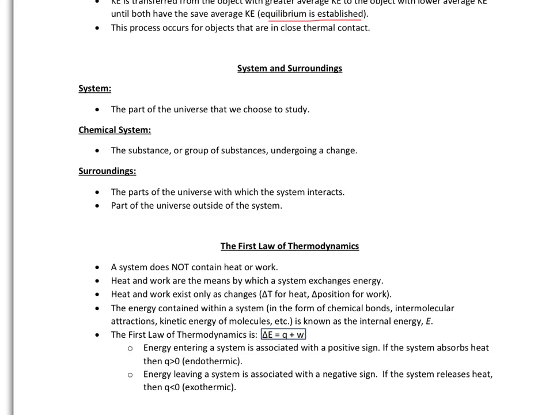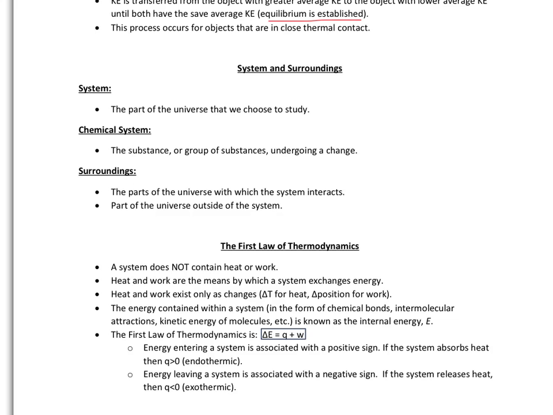Since we're going to be studying the transfer of heat in this unit, we have to look at the difference between a system and its surroundings. A system is the part of the universe that we choose to study. So any chemical reaction which we decide to study will be considered our system. A chemical system is that substance or group of substances that are undergoing a change.